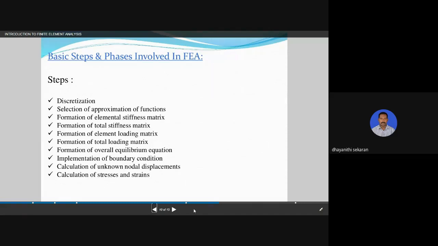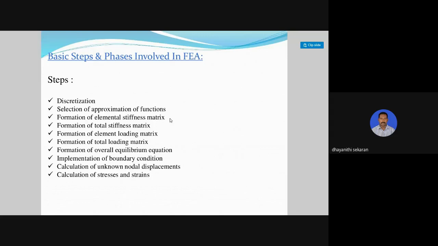Basic steps and phases involved in FEA, we already discussed. Can you carefully read them out, or shall I read them now? Discretization, we know that very well. Second one, what is the second step? Numbering of nodes and elements. Third one, selection of approximation function, that means linear or interpolation function. Fourth step, can anyone say? Derive the material behavior by using the displacement function and stress-strain relationship. Okay, very good.